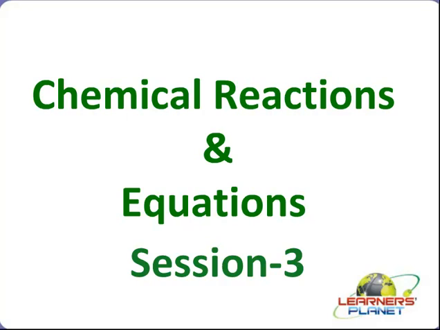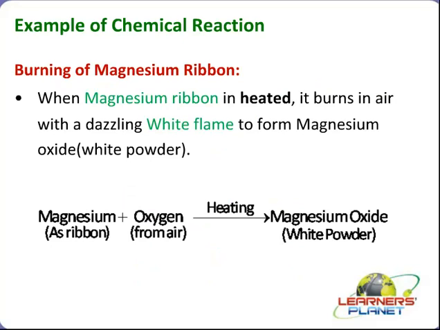Right, now in a chemical reaction, there are two entities participating. They are the reactants and the products. Now a chemical change takes place by the breakdown of bonds in the reactant molecules and the formation of new bonds. This formation of new bonds results in the formation of a product which has different chemical properties than the reactants.